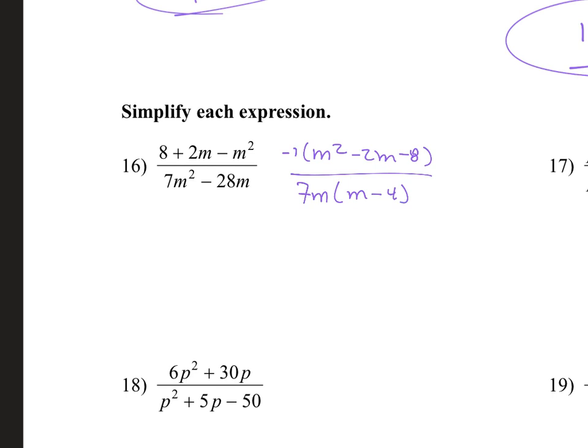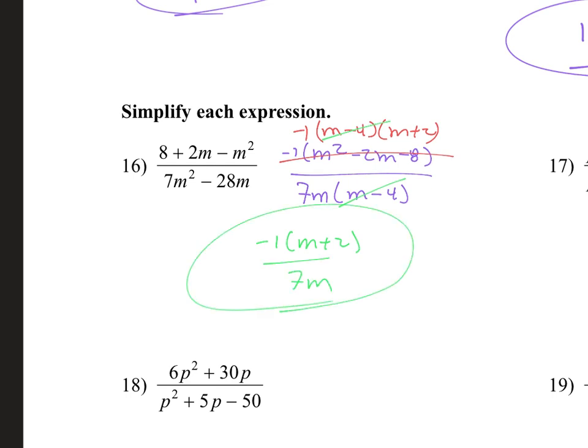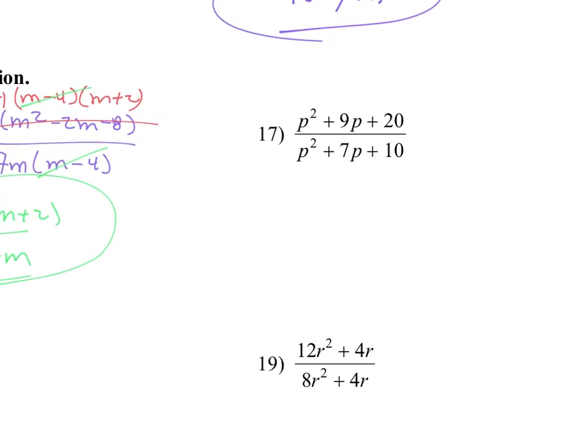This right here, what factors of 8 subtract to give me 2? So m minus 4 and m plus 2. Negative 1. Remember, once you factor it, cross it off. Let's see what cancels. We've got m minus 4s. So negative 1 times m plus 2 over 7m. You can distribute that negative 1 however you want to. But remember that m squared has to be positive in order to factor it.